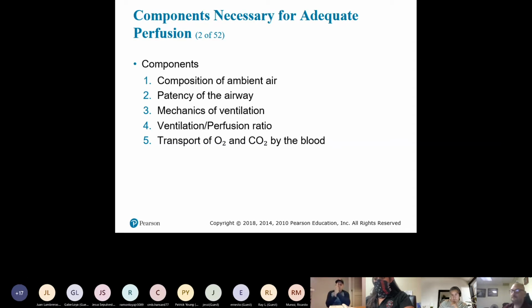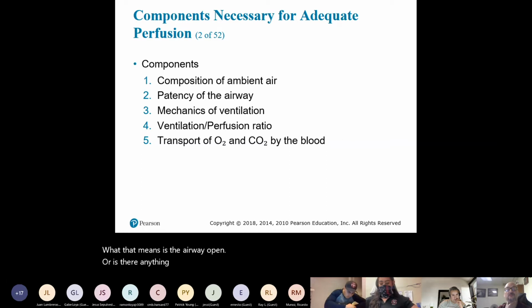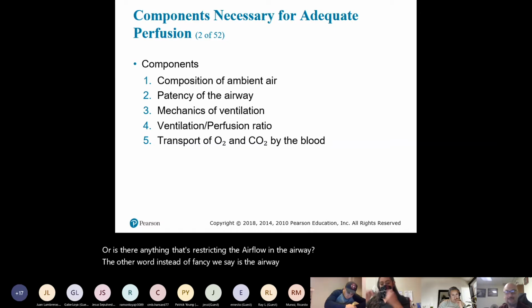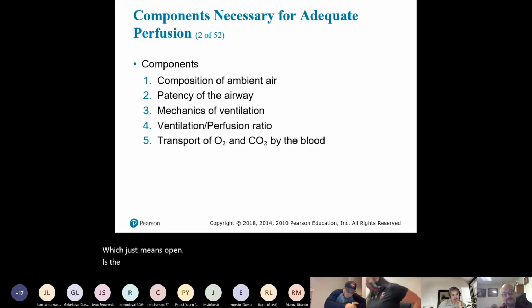All right. So the composition of ambient air. The next one, patency of the airway. What that means is, is the airway open? Or is there anything that's restricting the airflow in the airway? The other word, instead of patency, we say, is the airway patent, or maintain a patent airway, which just means open. Is the airway open, or maintain an open airway? Just open, no obstructions.